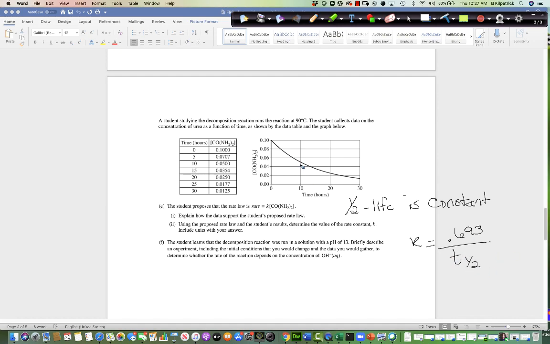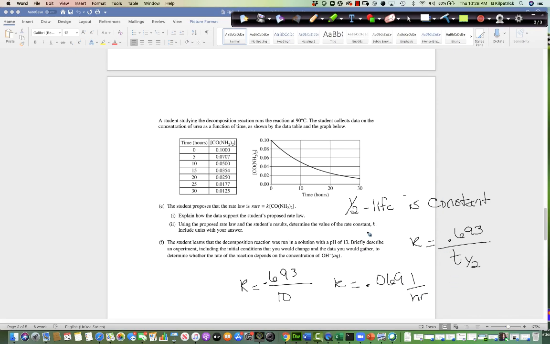So if I look at the graph, I can tell that it goes down by half every 10 hours. So my half-life is 10 hours. So I just plug that in, 0.693 divided by 10 hours. Okay, so k is going to give me 0.069. And then for the units, because it does mention the units and you have to have the units, otherwise you don't get the point. So you know it's first order, so it is going to be 1 over whatever the time unit is, which happens to be an hour.